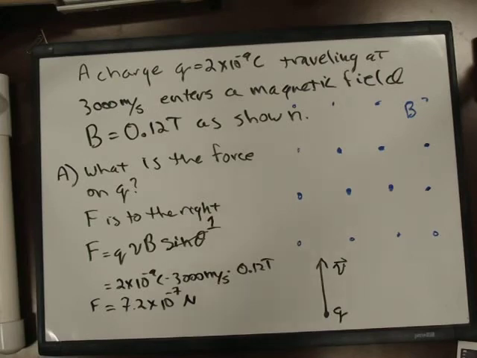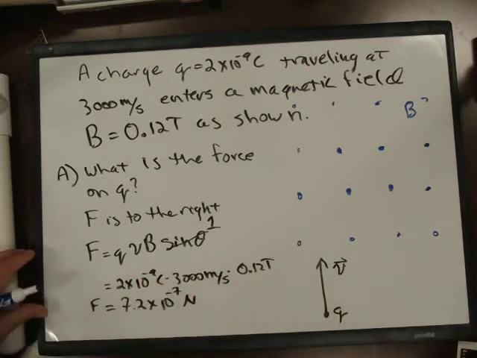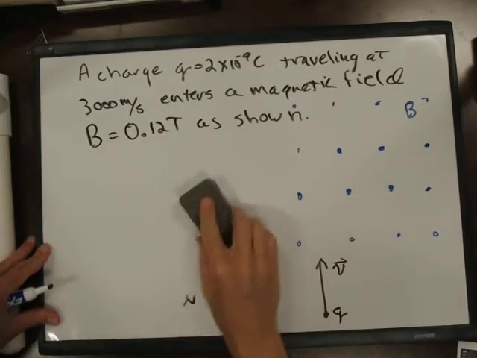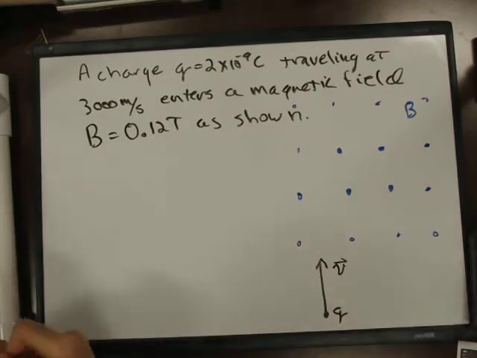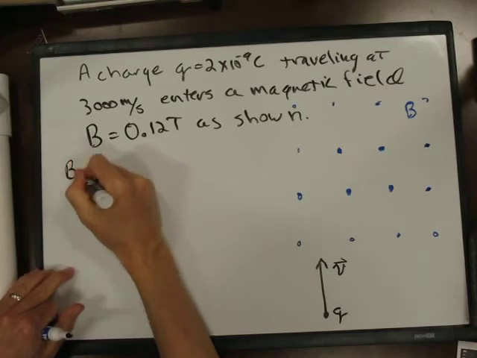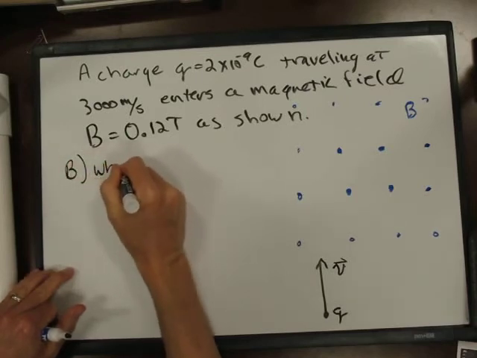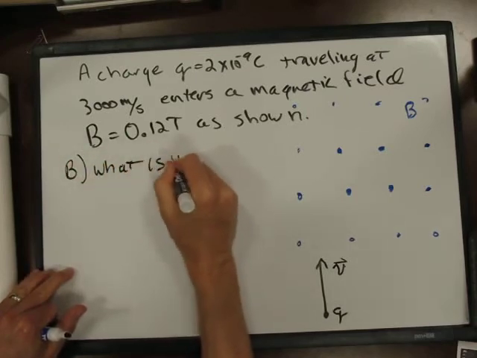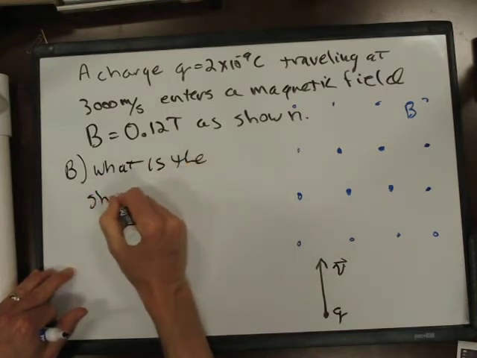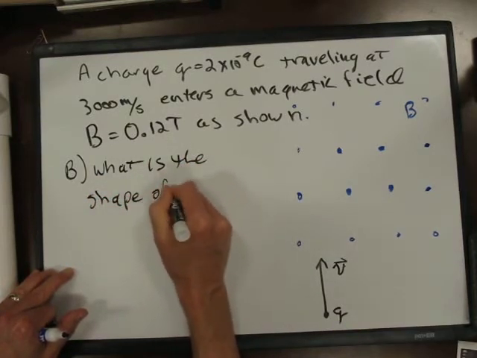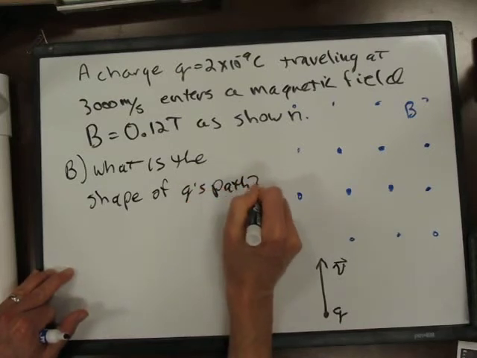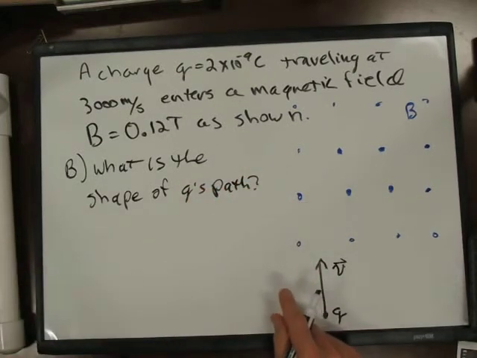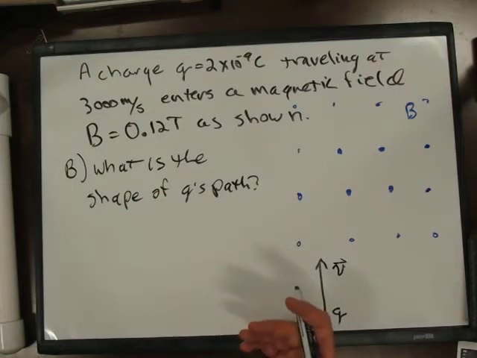And so I can keep this here and put part B up. And part B says, what is the shape of the path? And so this is an interesting question, because clearly its direction is going to change, right?